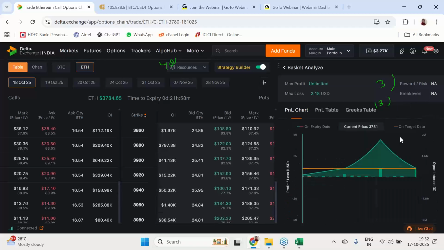So break-even points also it is showing. So everything you are getting there. So anybody has any query, you can ask me now.